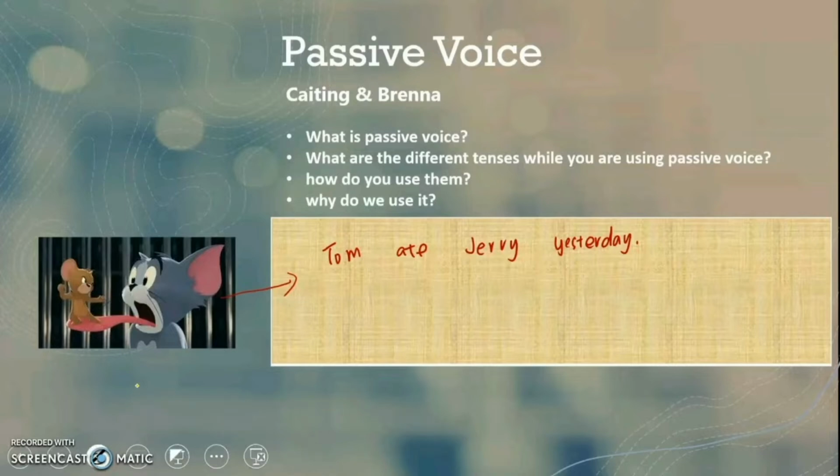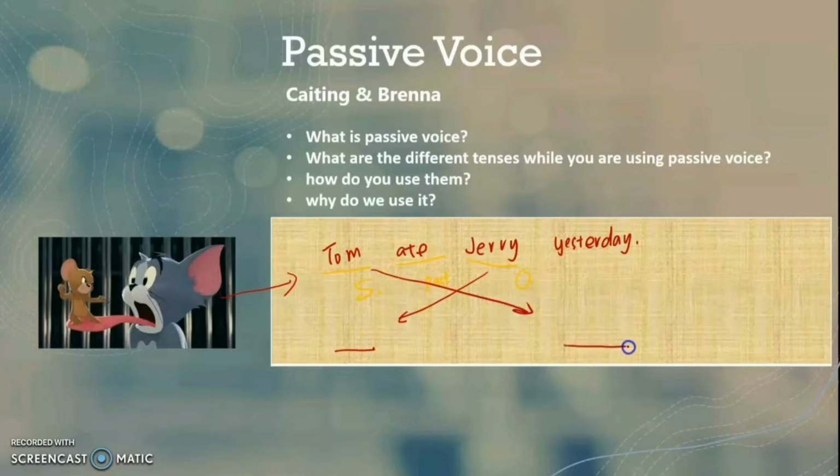Okay, so looking at the sentence structure. Tom is the subject of this sentence. Ate is a verb in past tense. And Jerry is the object of the sentence. When we rewrite the sentence into passive voice, we always change the object into subject and then the subject into object, adding the word by.